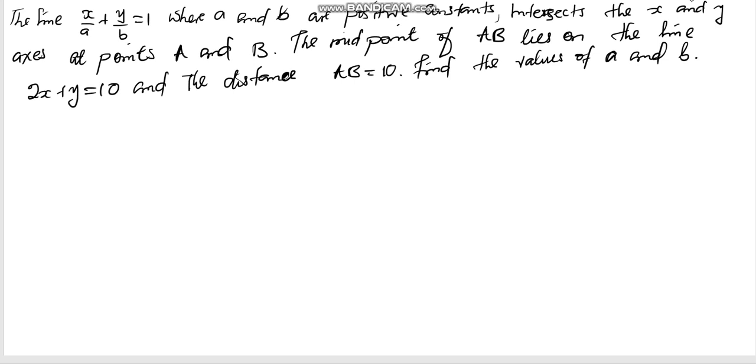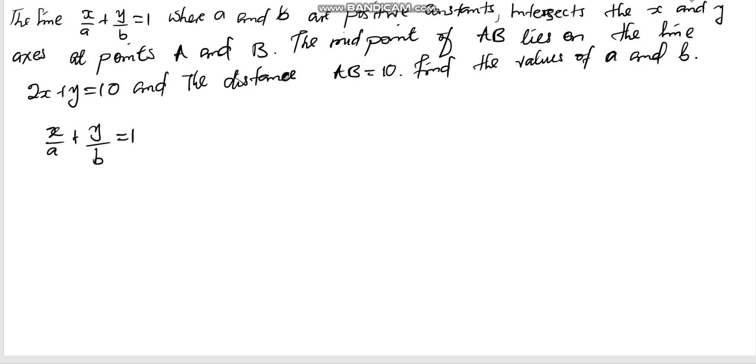So now, what we're going to do here is analyze the question part by part. So I've been told to say that this line here, x over a plus y over b equal to 1, intersects the x and y axis here. And if that's the case, we've been told that a and b are positive constants.